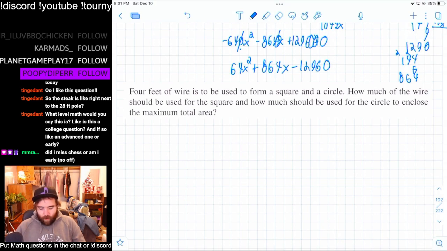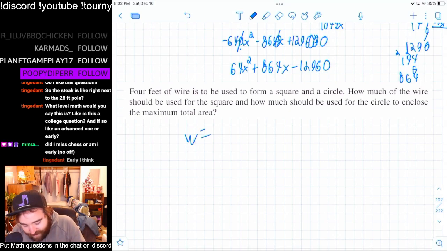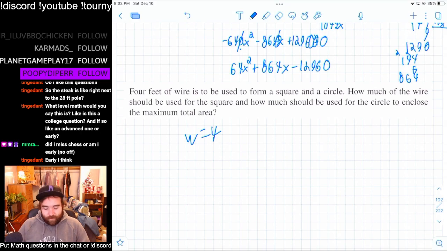So 4 feet of wire is to be used to form a square and a circle. How much of the wire should be used for the square and how much should be used for the circle to enclose the total maximum area? Okay, so the wire is 4 feet long, and we're going to make a square and a circle.